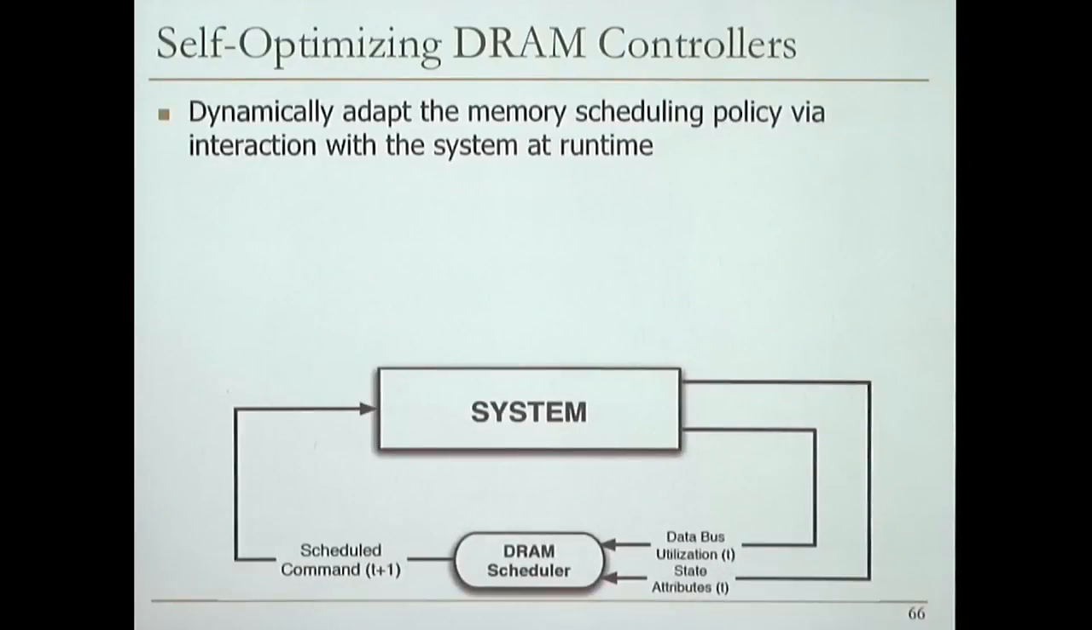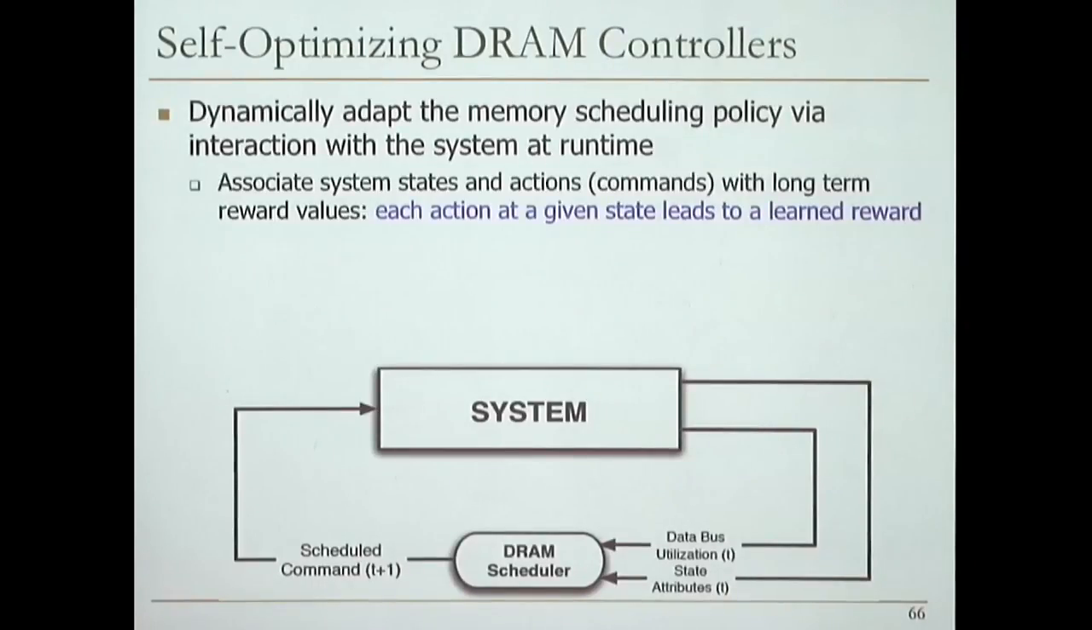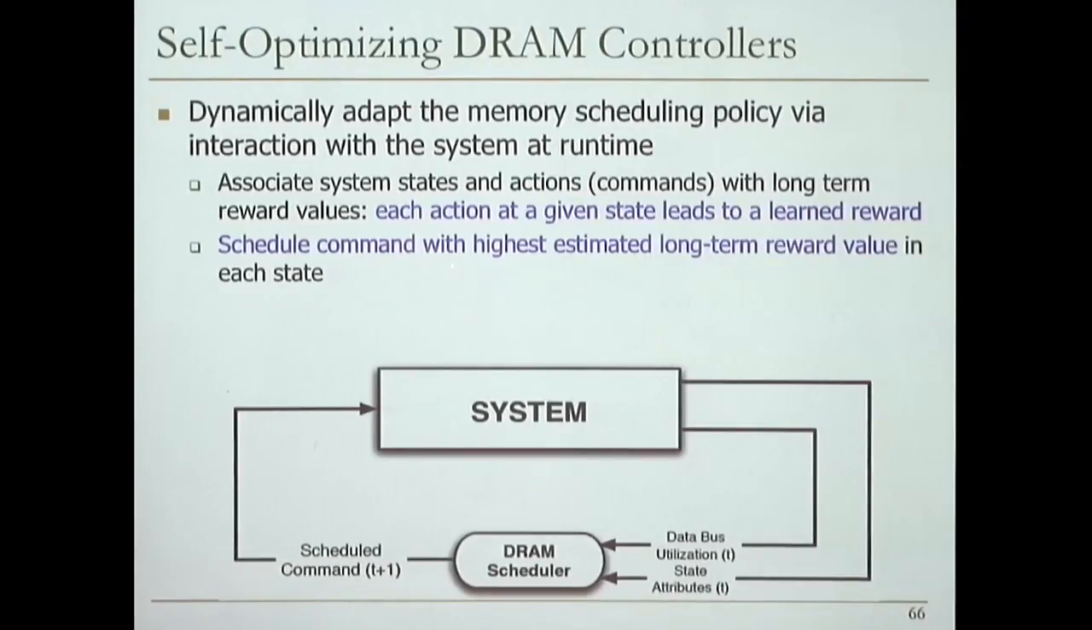Okay, so that's the idea, basically. You dynamically adapt the memory scheduling policy via interaction with the system at runtime. The memory controller associates system states and actions with long-term reward values. Each action at a given state leads to a learned reward. And you schedule the command with the highest estimated long-term reward value in each state. Right? You observe the state, and you look at all possible actions. Now you have state-action pairs. Each state-action pair has an associated long-term reward that you expect to gain if you choose that action given the state. And, of course, this is stored in a table in this case.